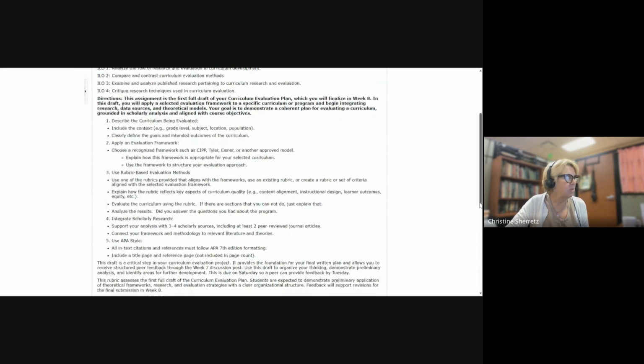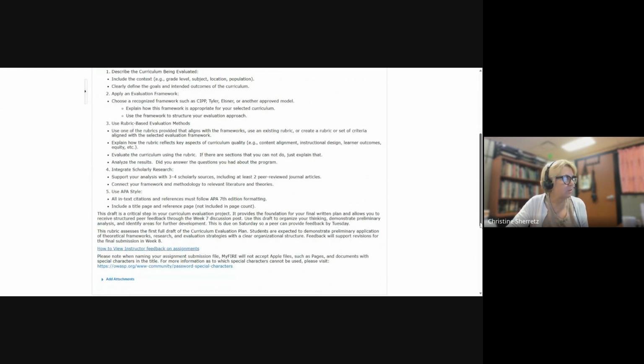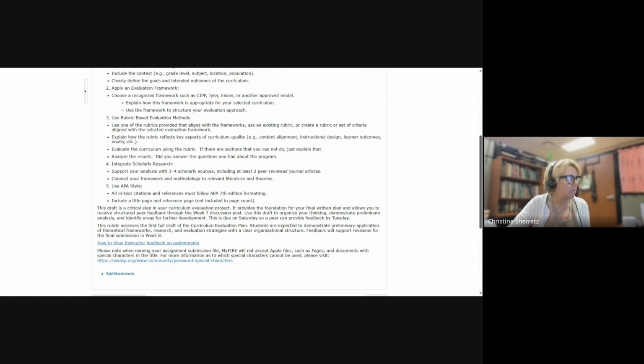The big part that you need to work on is that you use one of the rubrics that I provided, or you can use another rubric that you have, or you can create a rubric. Explain the rubric, explain why you used it, explain how it aligns with your framework, and then evaluate the curriculum or program based on that rubric, analyze the results, and explain it. Did you answer all the questions that you said that you would? Of course, you need to integrate scholarly research, connect your framework and methodology, and of course, we want this to be doctoral level writing.